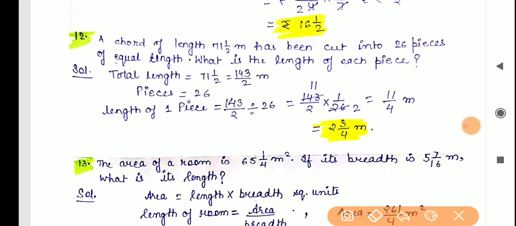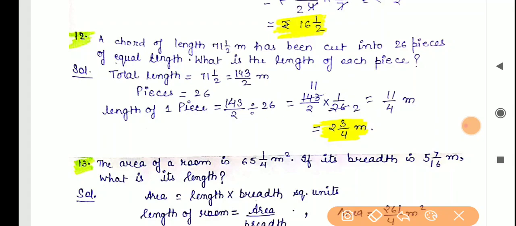A cord of length 71 complete 1 by 2 meters has been cut into 26 pieces of equal length. What is the length of each piece? Or you can do one thing, I want to know the definition of cord in the comment section, so you can write it there also. I want to know whether you know what is cord or not.